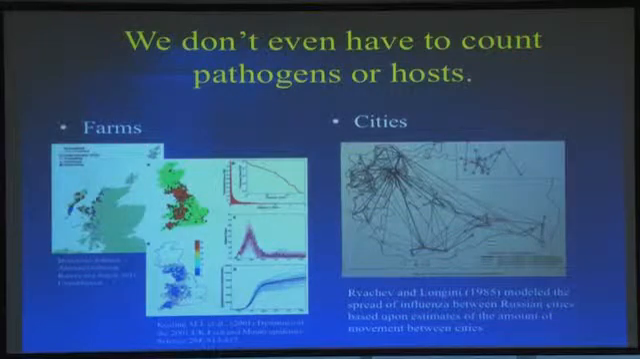One of the most famous examples of counting things other than hosts is Ira Longini's first study of the spread of influenza between cities in Russia. So we can model the changes in the number of cities with influenza in them or without influenza in them. So there are lots of things we can count, but if we can count it, we can model it.